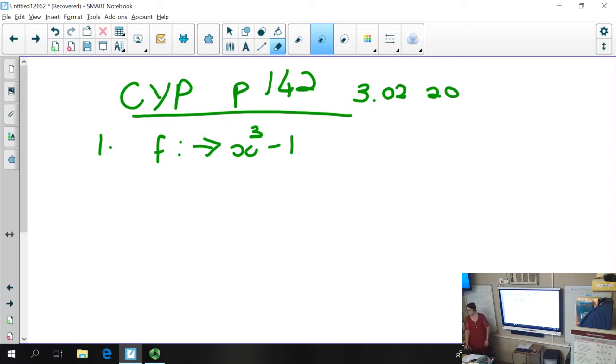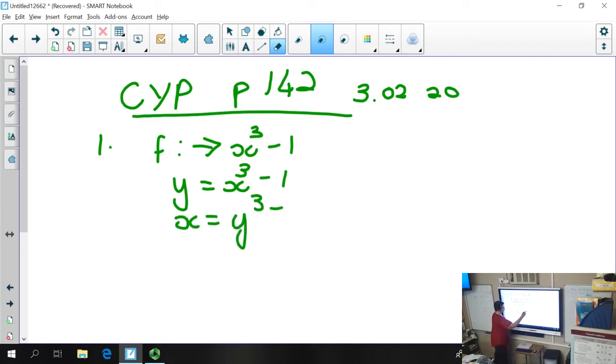Okay, so how do we get inverses? Leah, we swap. So y is equal to x cubed minus 1. Swap. x is equal to y cubed minus 1. So what is it going to be? The cube root, and that is equal to f negative 1.